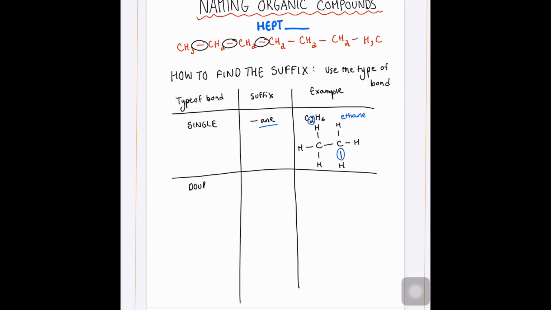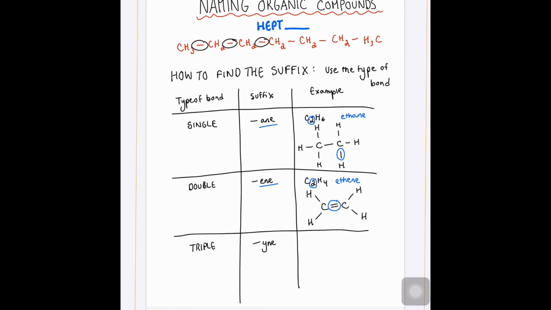For compounds that include any number of double bonds, the suffix is ene. So an example of this would be C2H4. Because there are only 4 hydrogens to fill up the empty spots on the carbon, we need to have a double bond between the 2 carbons. And once again, there are 2 carbons, the root name is eth, and the suffix is ene because there's a double bond there. Finally, for triple bonds, the suffix is yne.